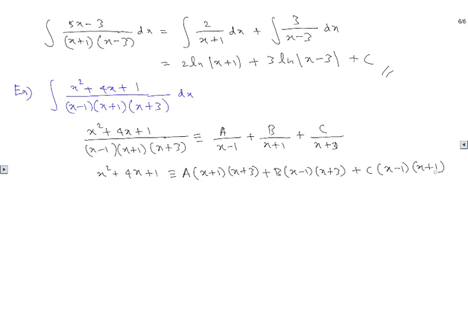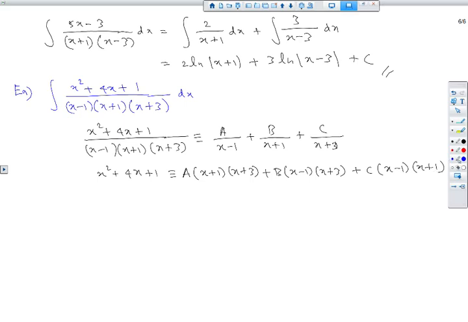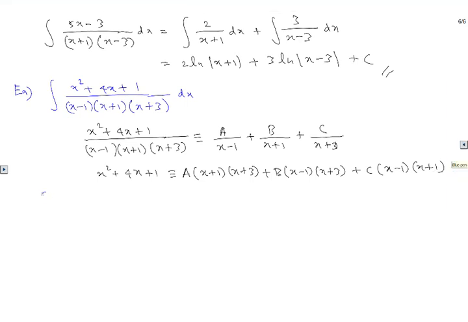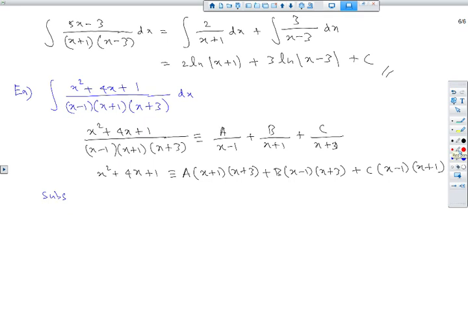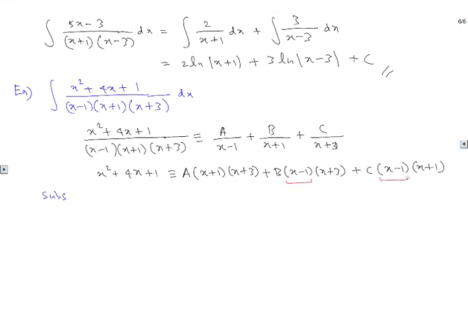Now the substitution step. Let's say you want to find a. See what is common in the other 2 terms. For example, if you want to find a, you can see this and that are common. So if you make those 2 terms 0, you can find a. You try to make the common term 0.